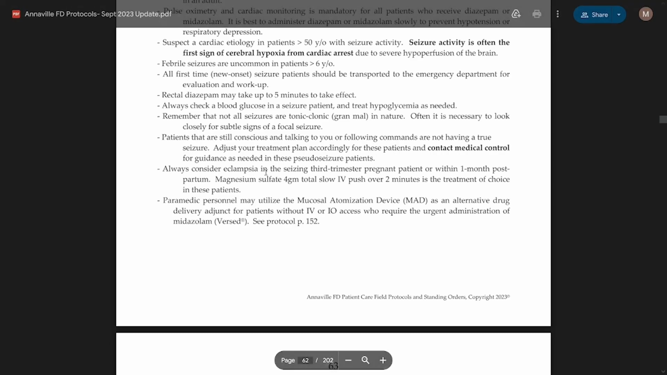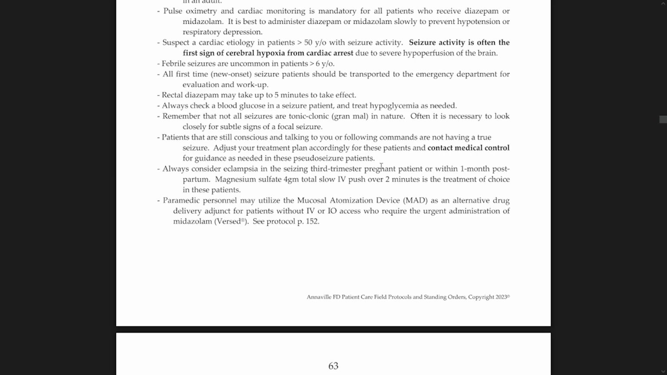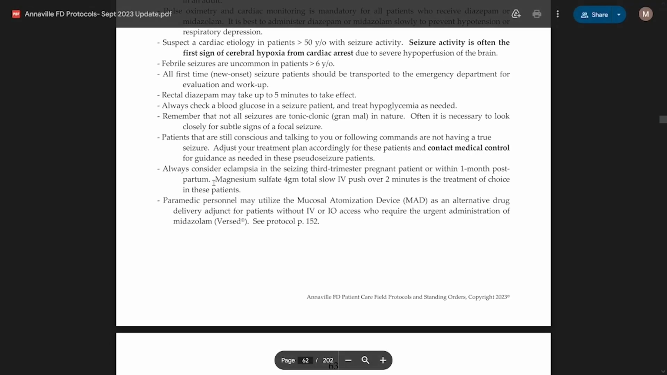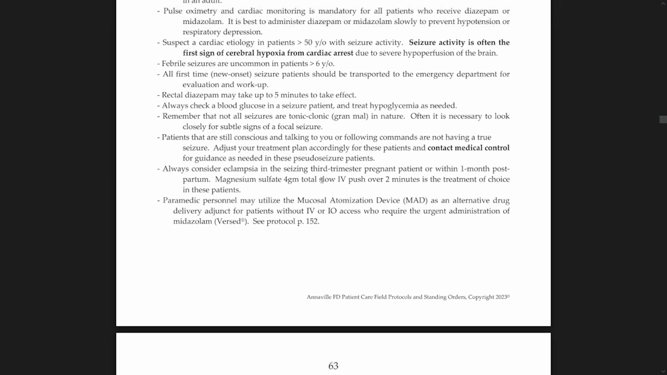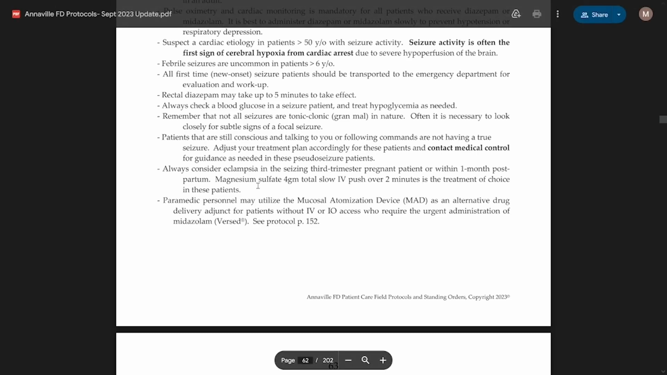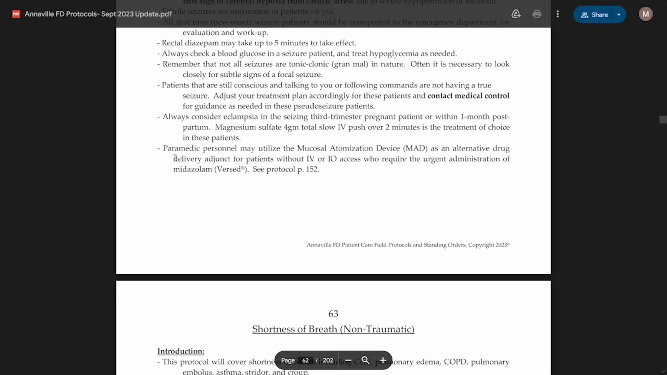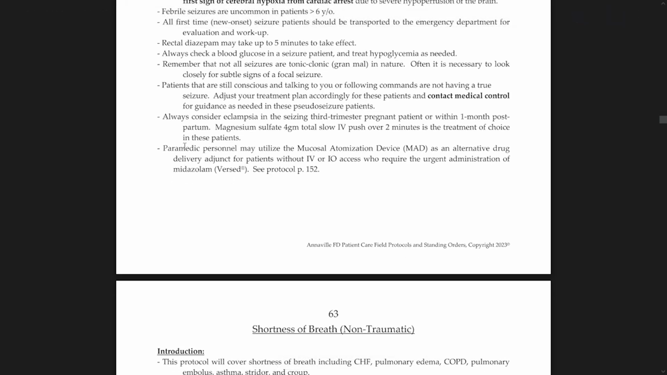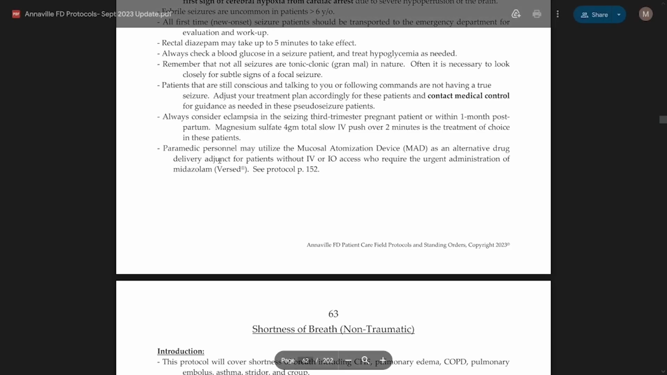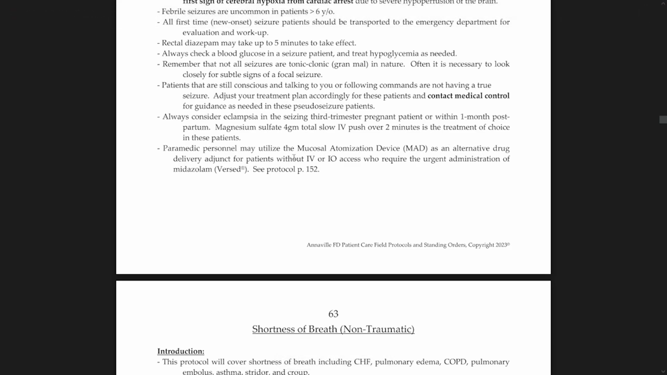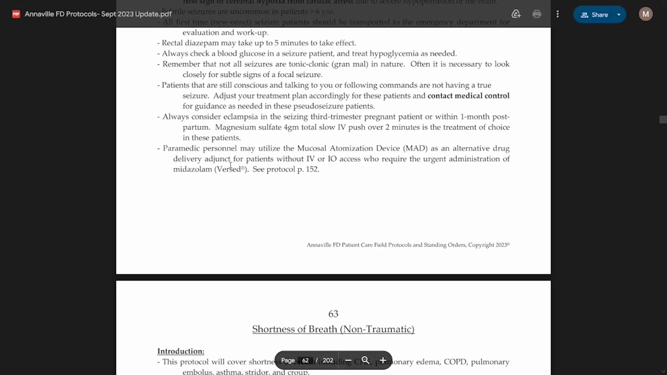Always consider eclampsia in the seizing third trimester patient or within 1 month postpartum. Mag sulfate 4 grams total can be administered with a slow IV push over 2 minutes, and it's a treatment of choice in these patients. Be very careful with how your mag sulfate is carried though. Ours is at 50%, so you need to reduce it to a 10% concentration before you administer it. Paramedic personnel may utilize the mucosal atomizer device as an alternative drug delivery adjunct for patients without IV or IO access who require the urgent administration of midazolam or Versed.